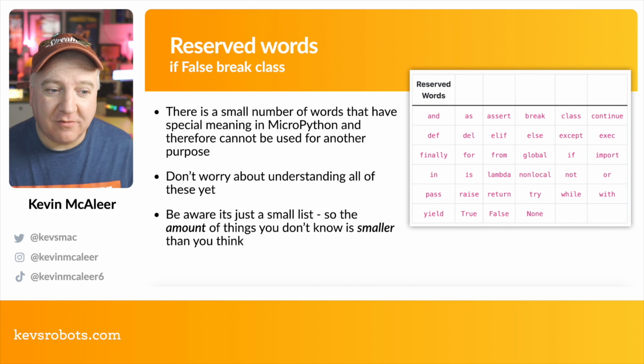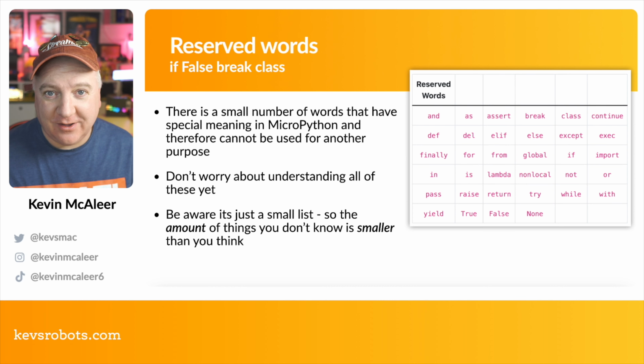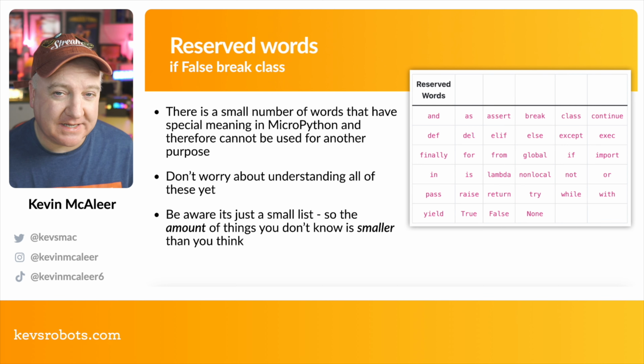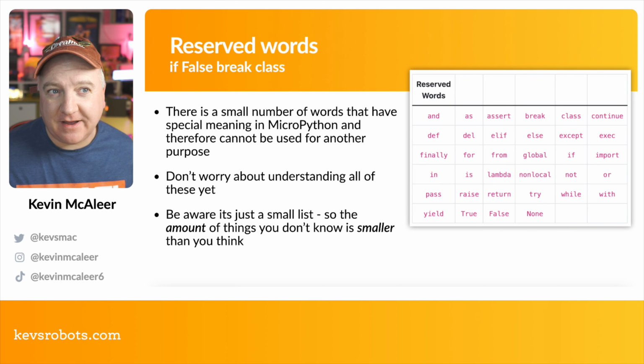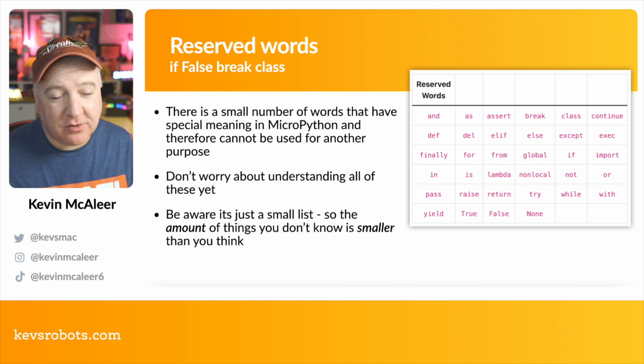There's a small number of words that have a special meaning in MicroPython and therefore can't be used for any other purpose. And it's actually a smaller number than you might think. So when you're learning a new computer language, you don't know what all the special reserved words are before you start out. And it can seem quite intimidating because you think, how can I write a program if I don't know all the possible words that exist in there? So it's a smaller number than you would imagine.